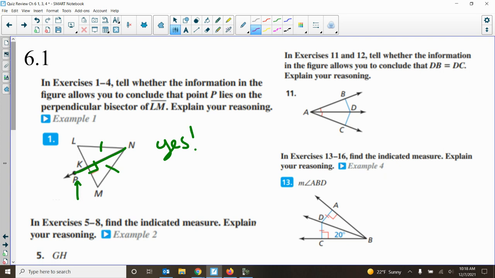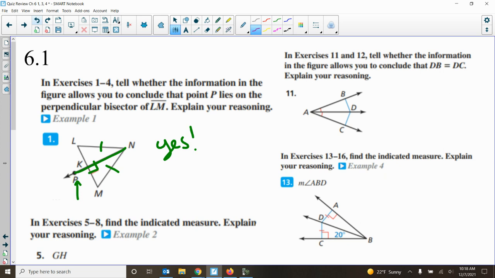Number 11, tell whether the information in the figure allows you to conclude that DB equals DC. Explain your reasoning. The answer here in 11, there's one big thing that's missing. The answer is going to be no, and the problem is that these are not marked as right angles. Okay, they certainly appear like they might be right angles, but they are not marked, and we can't assume it. Therefore, we can't conclude that BD and DC have to be congruent.